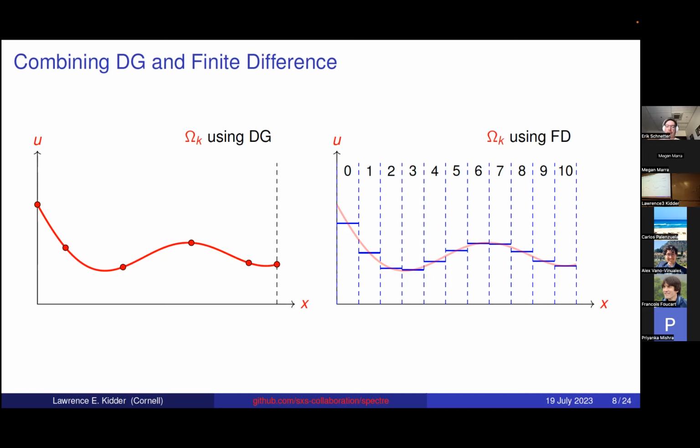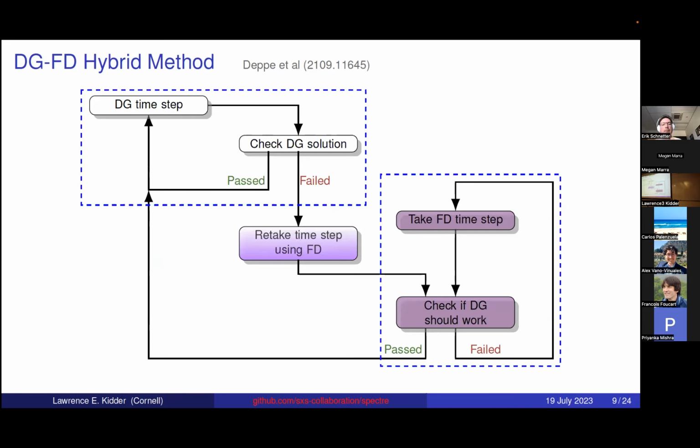And then there's a series of troubled cell indicators that you can apply to determine when you should switch back and forth between the DG method and the finite difference method. Basically, the method is you take a DG step, you see whether the DG solution is valid. If it is, you just keep doing DG steps in that cell. If it's not, you retake this time step using a finite difference method. And while you're taking finite difference steps, you conversely check to see whether you can go back to your DG grid.